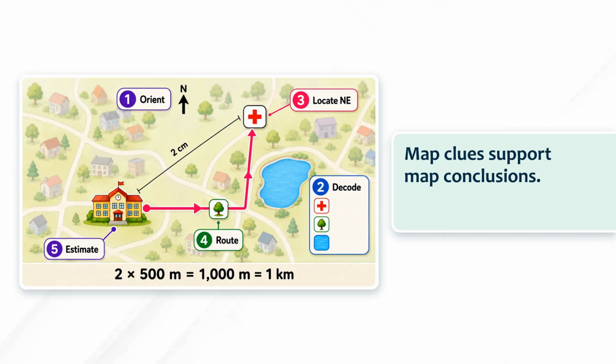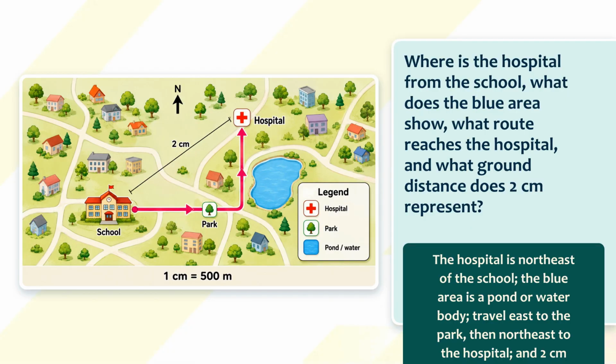The answers are trustworthy because each one has evidence. Map clues support map conclusions. A careful reader can point to the arrow, key, route, ruler, and scale. Use every visible clue in the final map. Where is the hospital from the school? What does the blue area show? What route reaches the hospital? And what ground distance does 2 cm represent?